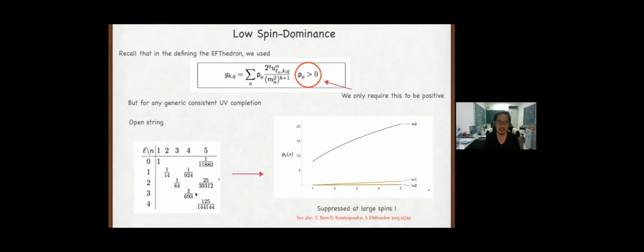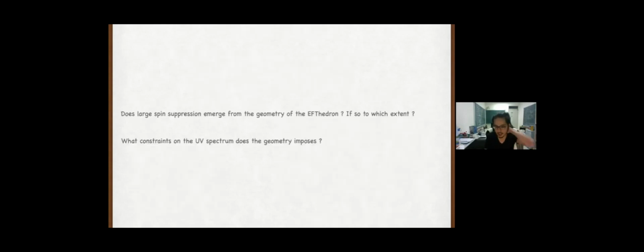In fact, for any known UV completion of effective field theory, you always see this large spin suppression. For example, this is string theory. You compute its residue, expand it on the polynomial basis, and you see that at each level the spin 0 is always dominant. So we'd like to ask: can we see this kind of spin suppression emerge just from the geometry of the EFThedron alone?